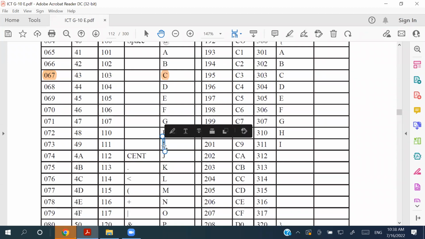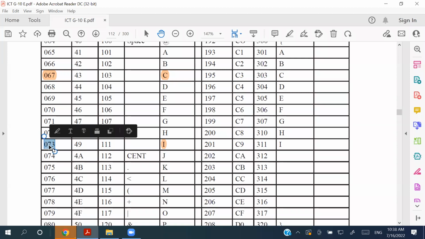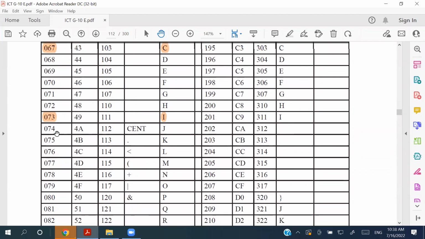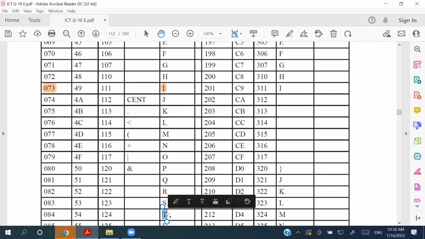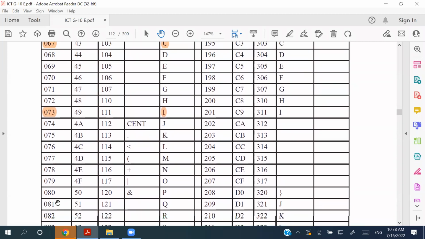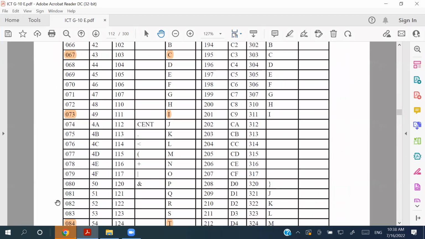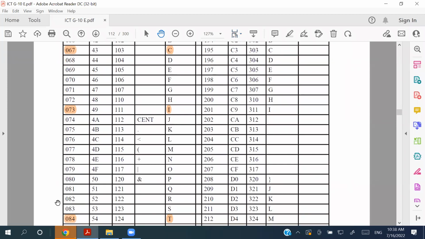Right, I represents 73 in decimal. And how about the T? T represents 84 in decimal. So all you have to do is convert these 3 letters into the ASCII code, which represents in 7 bits, and you have to write the correct sequence, which represents ICT. That means I first, C second, and T third.